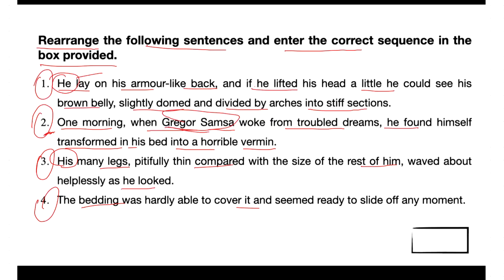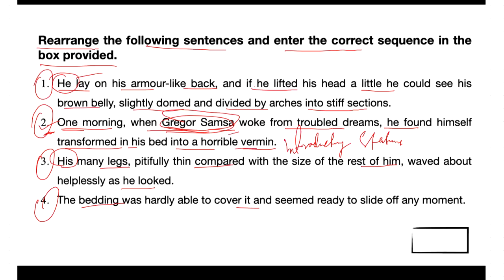So we could consider sentence two to be the beginning, as sentence two serves as the introductory statement presenting the main character, Gregor Samsa, and the central event of the story: his transformation into a horrible vermin. You can find that in sentence two.